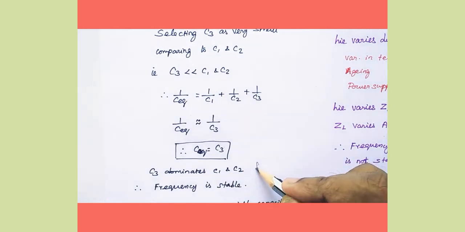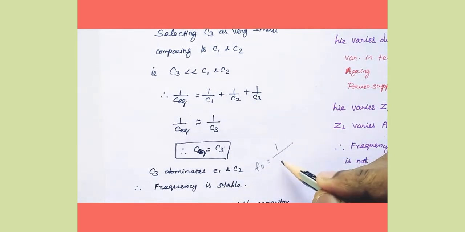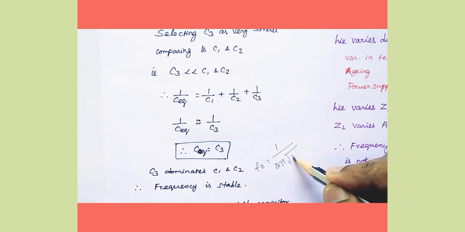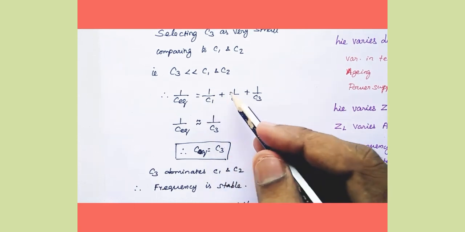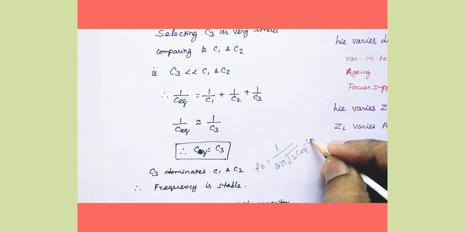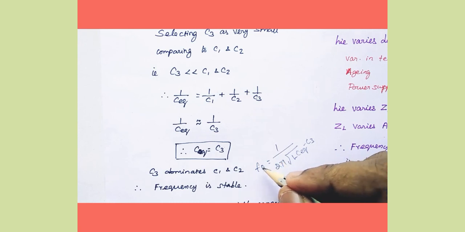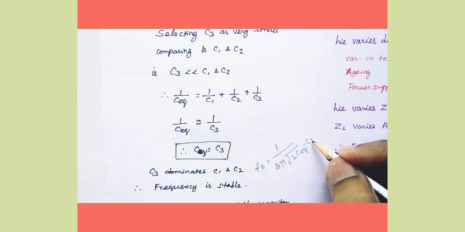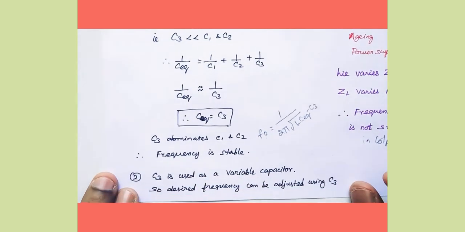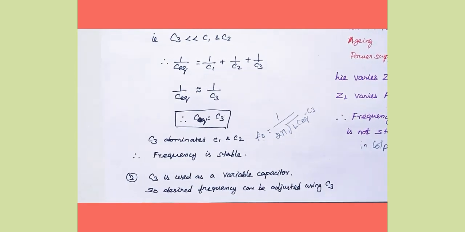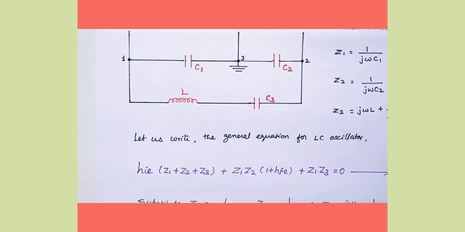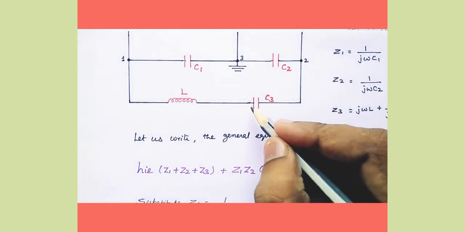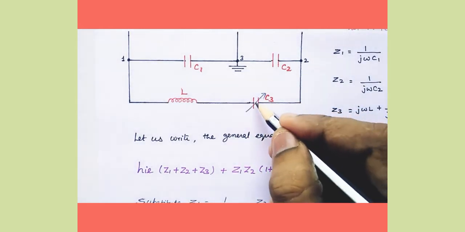Now I can write the frequency of oscillation as 1 by 2 pi root of L into C equivalent. Now we neglect this term, hence the C equivalent is nothing but C3. So the frequency of oscillation is purely based on the capacitance value C3. Second reason for utilizing C3 in the Clapp oscillator is that C3 is used as a variable capacitor. So the desired frequency can be adjusted using C3. Look at this feedback network of Clapp oscillator. Here we have to use the variable capacitor C3.